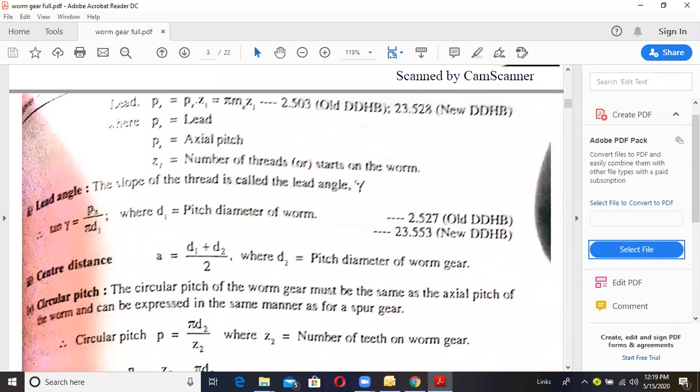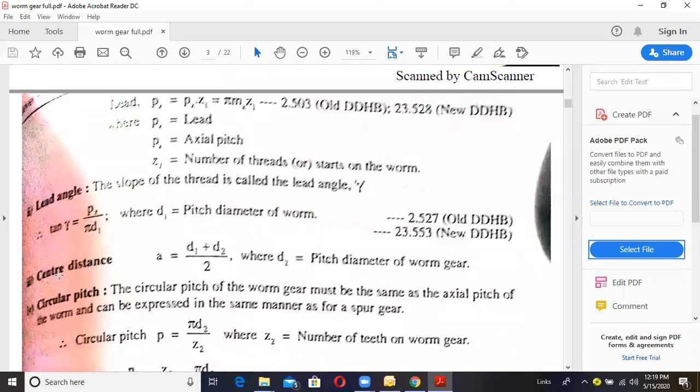What is Pz here? Look, Pz is shown above. Lead. Yes, sir. Pz is equal to lead, and d1 is the pitch diameter of the worm. Therefore, gamma is equal to Pz divided by pi d1.